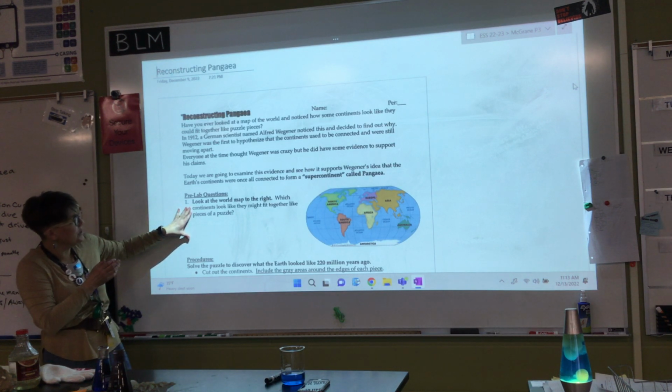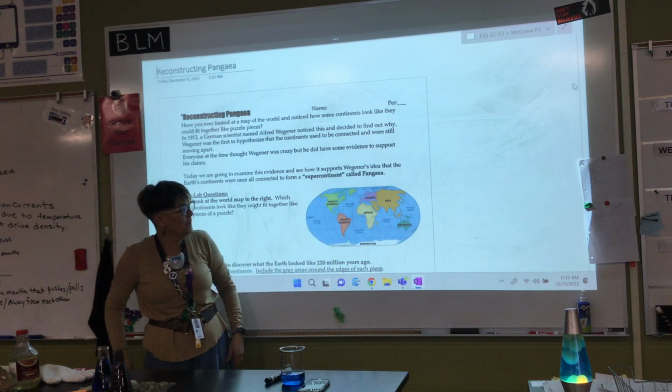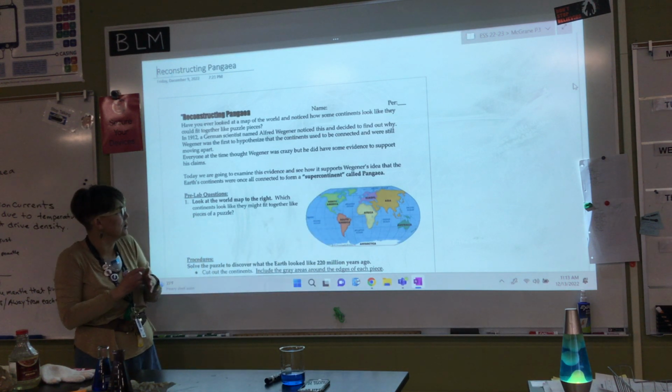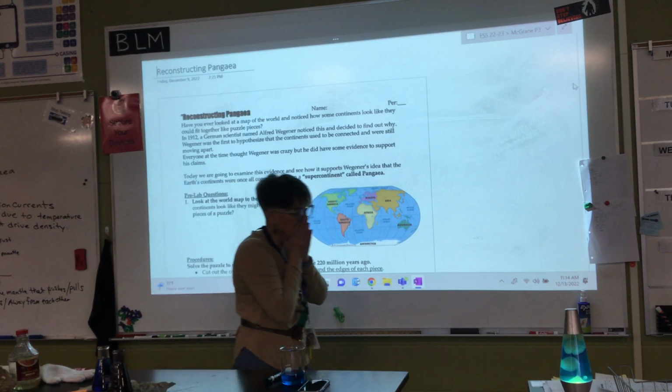So right now, could you please turn to the person next to you, look at this world map on the right, and tell me what land masses look like they might fit together. I'll give you a 10-second countdown, ready, set, go.